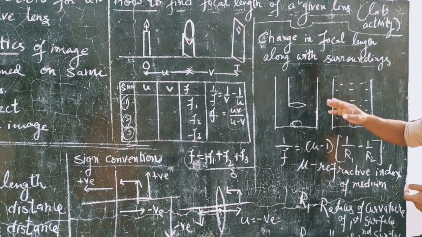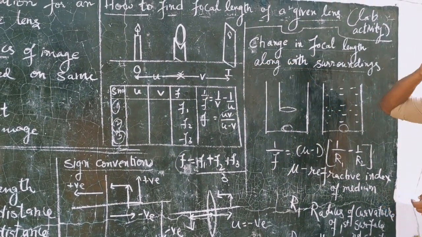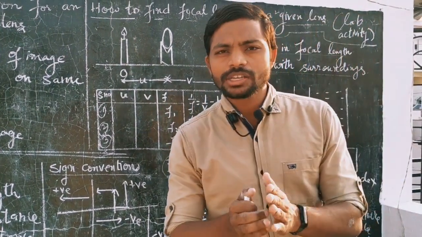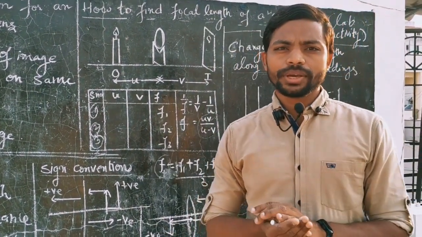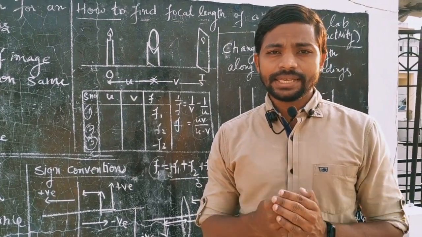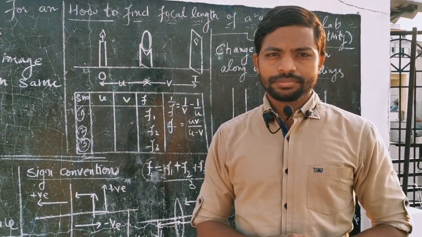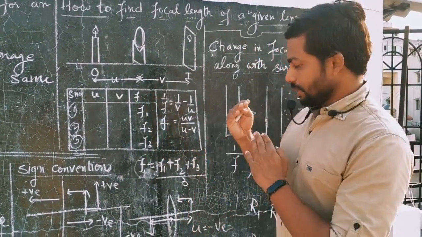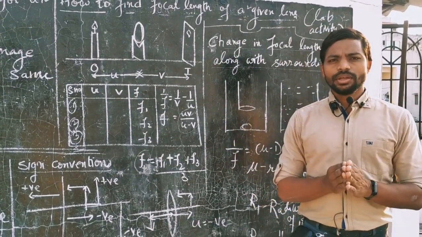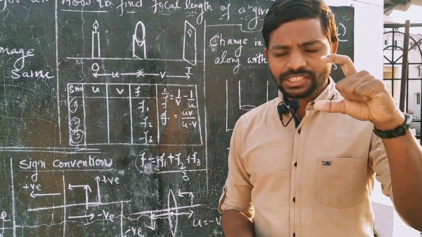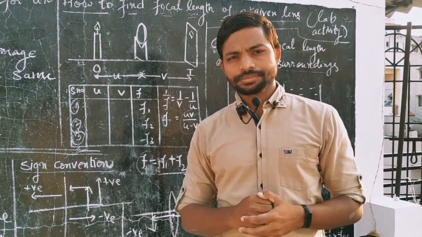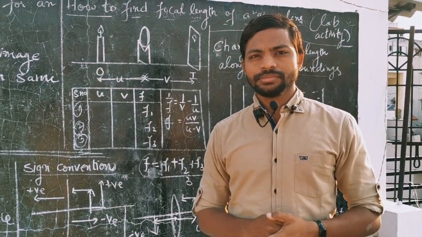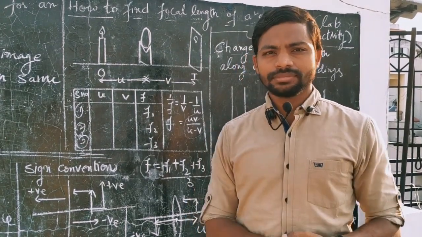Next, we will see the change in focal length along with surroundings. Some time back, a student asked me a question: why can a myopic eye see things better in water? That can be answered if you understand this part. Let us say a convex lens has a focal length of some 15 centimeters, but when it is in the water, its focal length changes. It can increase.